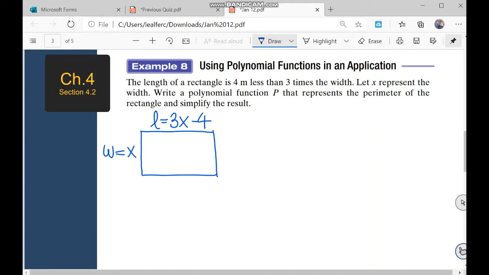In a rectangle, the other side, this side is the same as that, right? So this means the width here is also x. And here at the bottom, the length is the same as on the top, 3x minus 4. We want to find the perimeter.